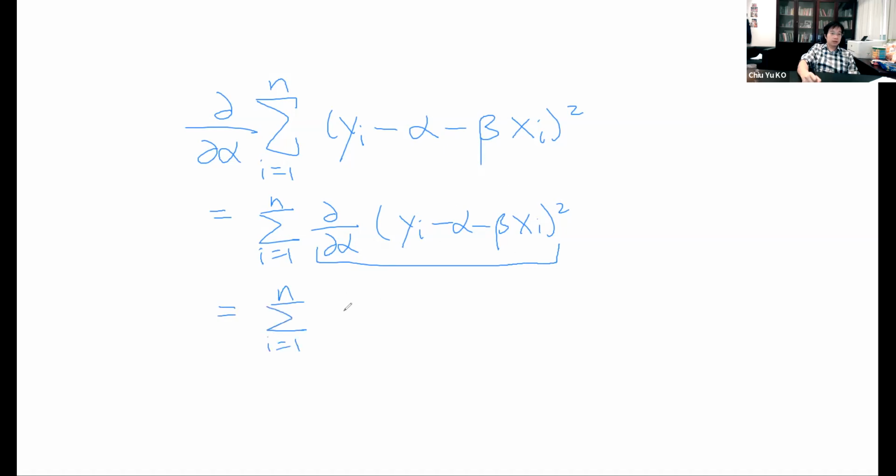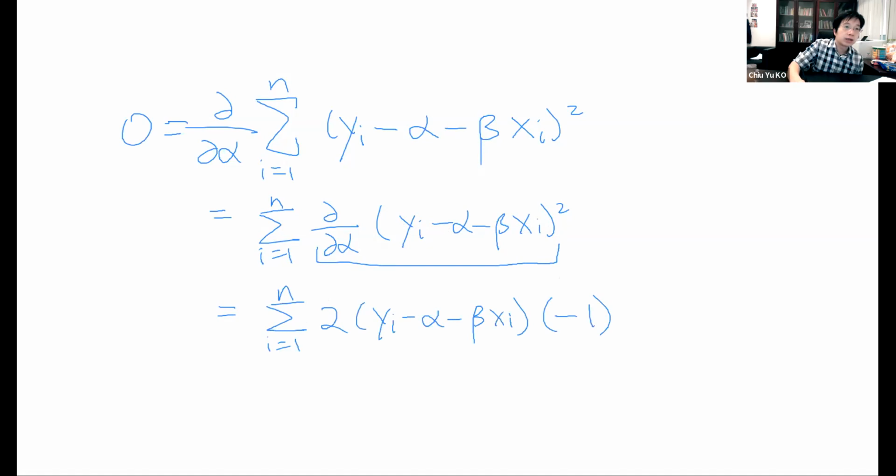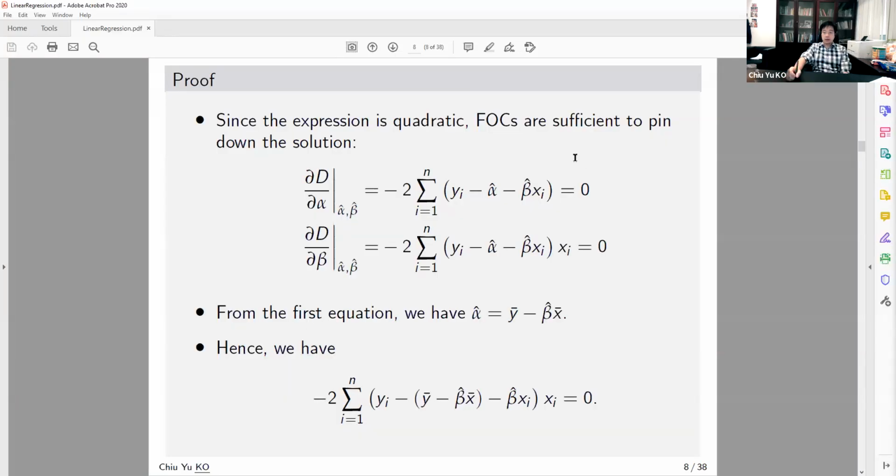Because you have 2 times yi minus alpha minus beta xi. Then you differentiate the inside by itself because of the chain rule, so that gives you the -1. Okay, so that is why you set this to 0. That is what you have, you can see from the slide. Okay, that's how you get this expression. And in the same manner, using the chain rule, you get xi, because the beta has x next to it. When you differentiate this, you have x.